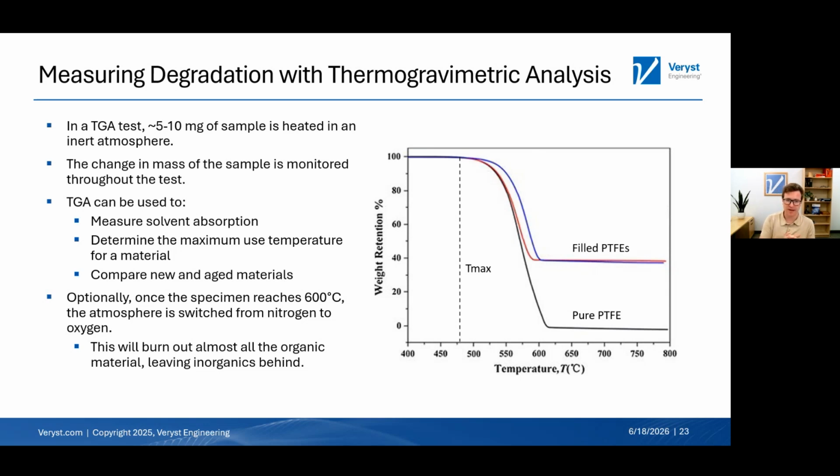With TGA you can also do other things, like measure solvent absorption or look at inorganic fillers and things like that. But I think it's rare that I actually recommend using TGA for this particular purpose, but I do want to highlight it as a technique that's out there.